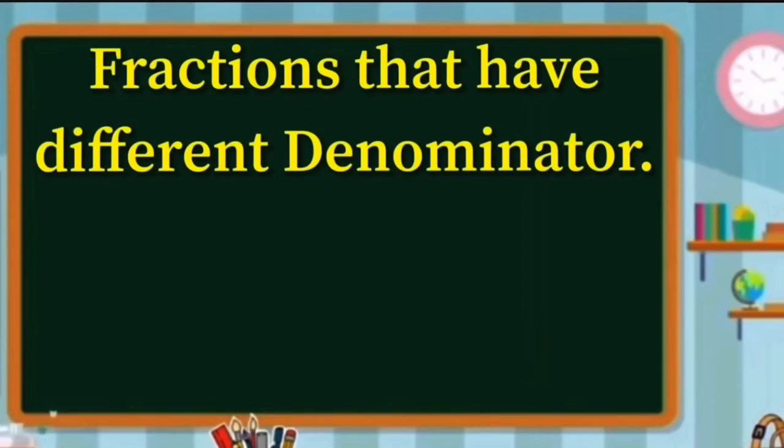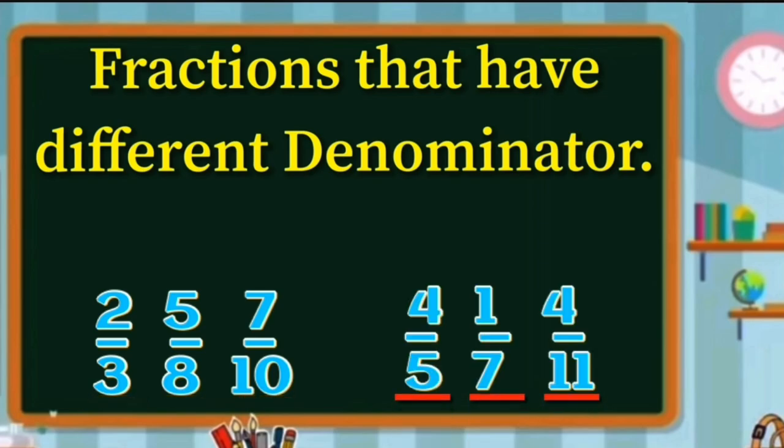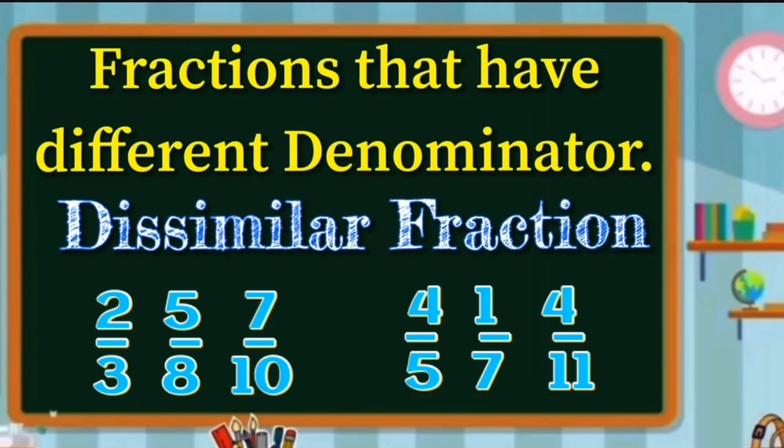Next are fractions that have different denominators. For example, we have here 2 over 3, 5 over 8, and 7 over 10. And we have 4 over 5, 1 over 7, and 4 over 11. We call it dissimilar fractions. Fractions that have different denominators.